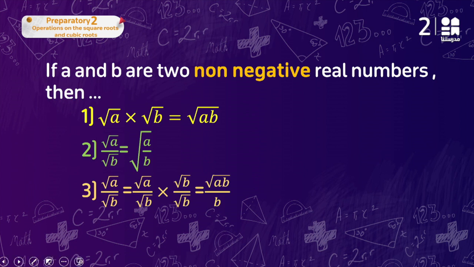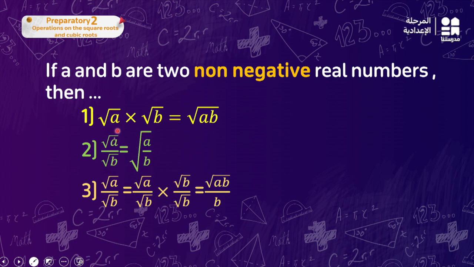بص معايا هنا يا شباب. Square root of A times the square root of B equals square root of A times B. يعني ممكن نجمع الاتنين تحت سكوير روت واحد ونعمل multiplication مرة واحدة هنا. Square root of A times square root of B equals square root of A multiplied by B.